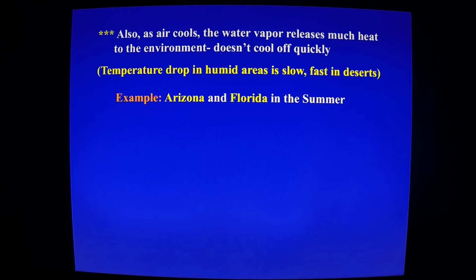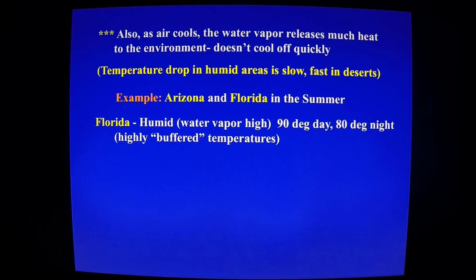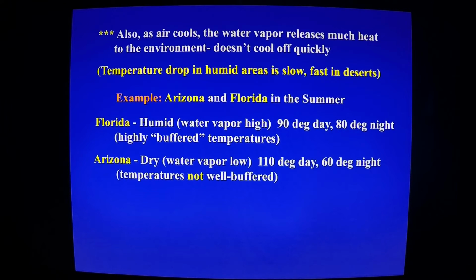And as I said before, we have these two examples with Arizona and Florida in the summer. Florida is humid. The water vapor in the atmosphere is high. You'll be in the 90s during the day, 80s at night. All of that water vapor takes a long time to heat up, and then at night it takes a long time to cool down. Compare that to Arizona, where it's dry, low humidity, not much water in the atmosphere. You can get 110 degrees during the day and 60s at night. Much greater temperature swing. Temperatures are not well buffered because there's not enough water vapor in the atmosphere to slow down the rate of temperature change.